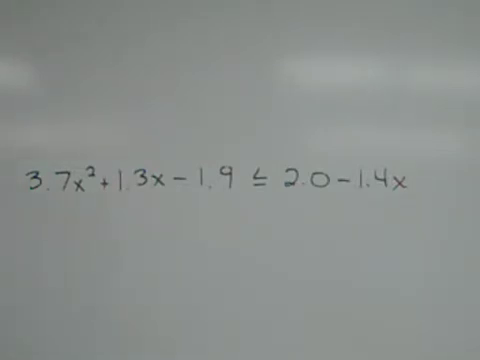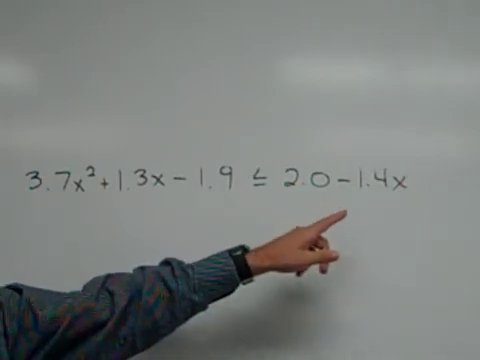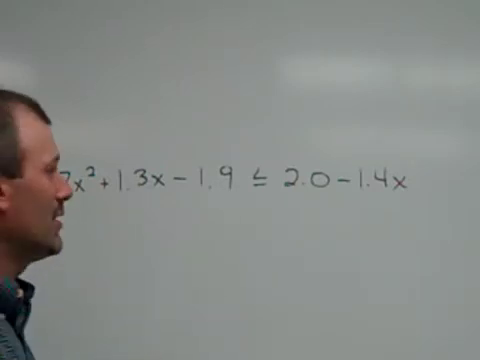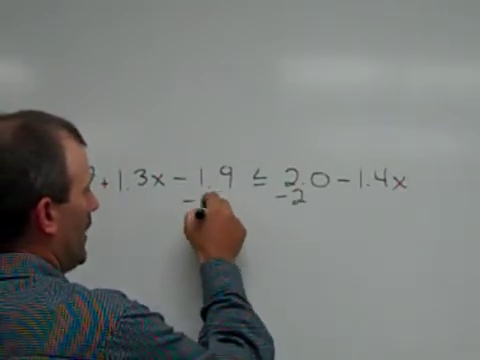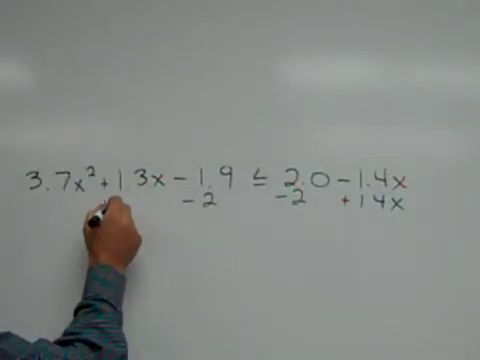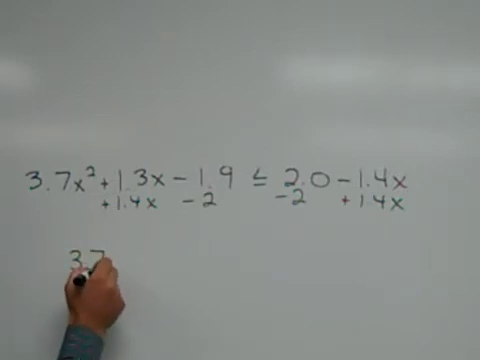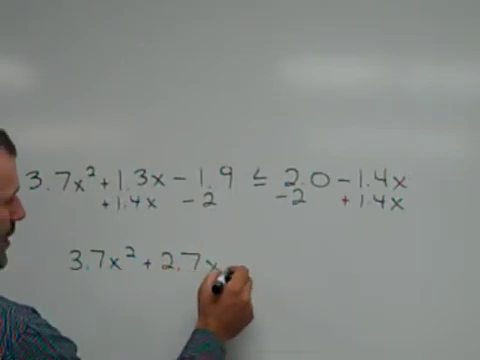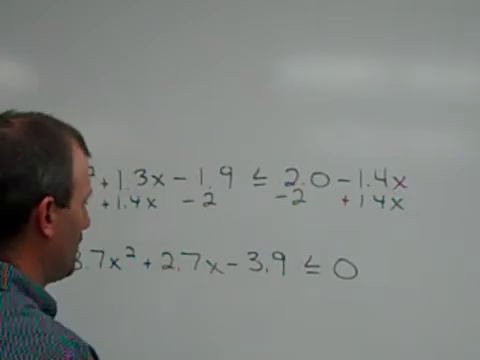In this next example, we've got an inequality. So we want to know when the left side is less than the right side. But again, to do this problem, we want to get everything over to one side of the inequality. So we're going to subtract 2 from both sides, and we're also going to add 1.4x to both sides. So now what we have is 3.7x squared plus 2.7x minus 3.9 is less than or equal to 0.